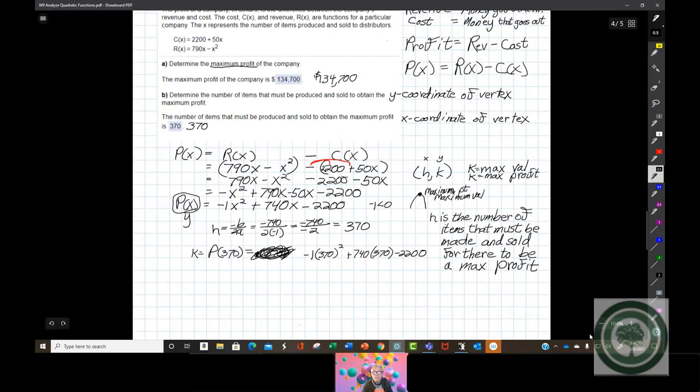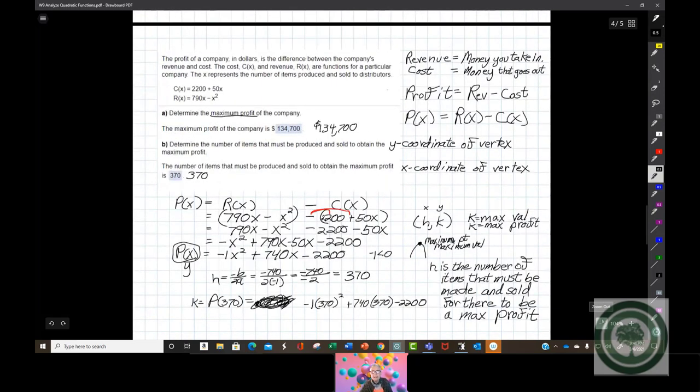Now, discussion, questions, clarifications. While I take a sip of coffee. How do you know that H is the item manufactured and K is the profit? Years of working with it, but the way you would know is that whatever is acting like the X is not the maximum value. So the maximum profit is the maximum value. The other thing is going to be what the X is, but the X is what makes it happen. So the way this is worded, you have got to produce and sell the right number of X's for the maximum profit to happen.